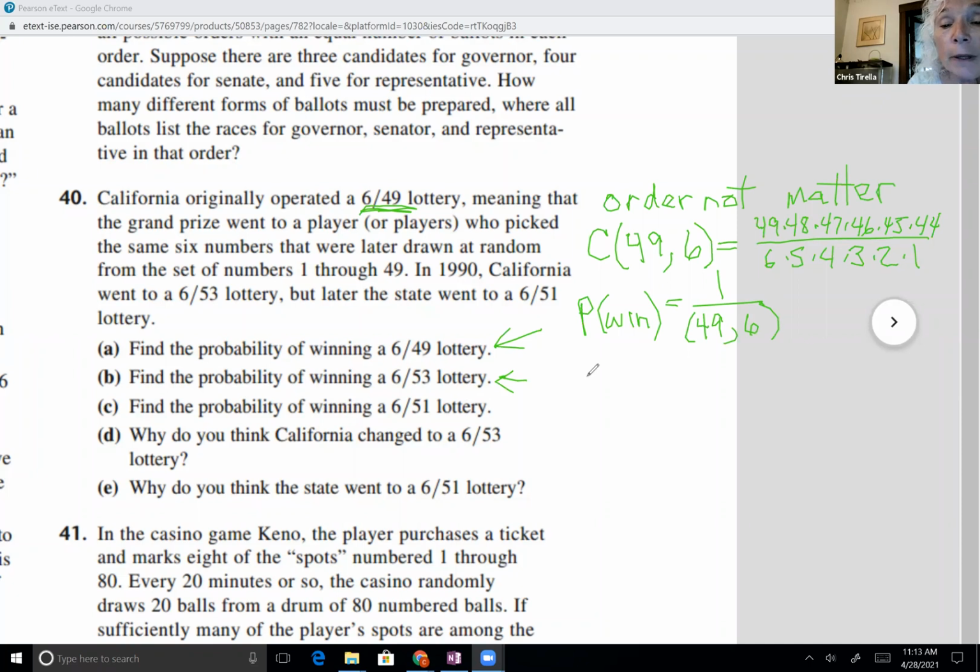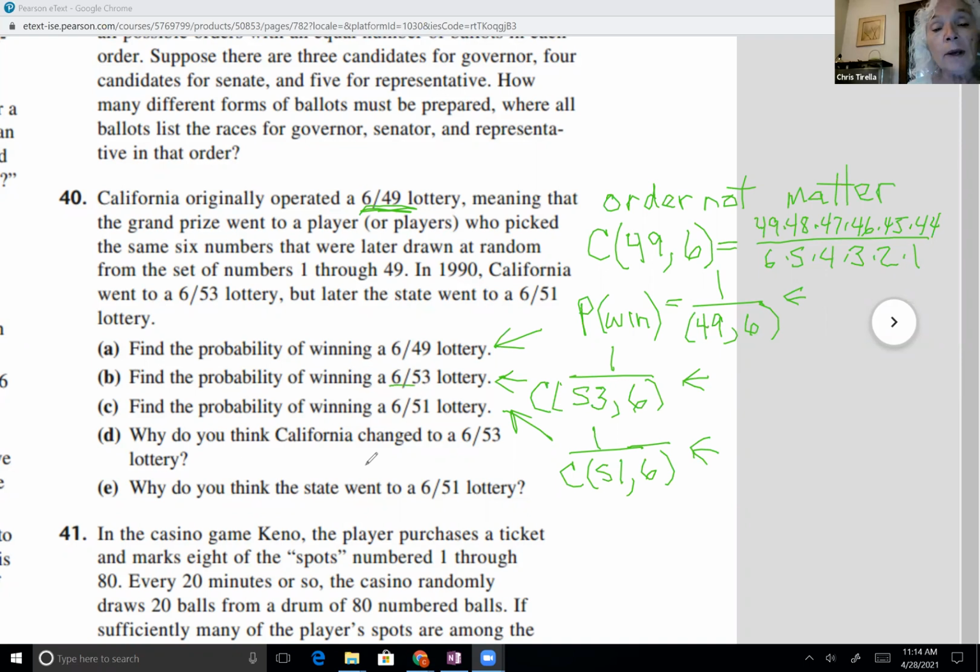For this one, the probability would be 1 over, well, they increased the number of choices, so it would be 53, combination 6. And this one would be 1 over combination 51, 6. And what you'll find is 49, 6 is the smallest number. 53, 6 is the highest number. So this one has the highest probability and this one has the lowest probability. And so this one is somewhere in between. So guessing, they probably went from the 53 to the 51 because not enough people were winning. They had to give it better chances. Does that make sense? Mm-hmm. Okay, great.